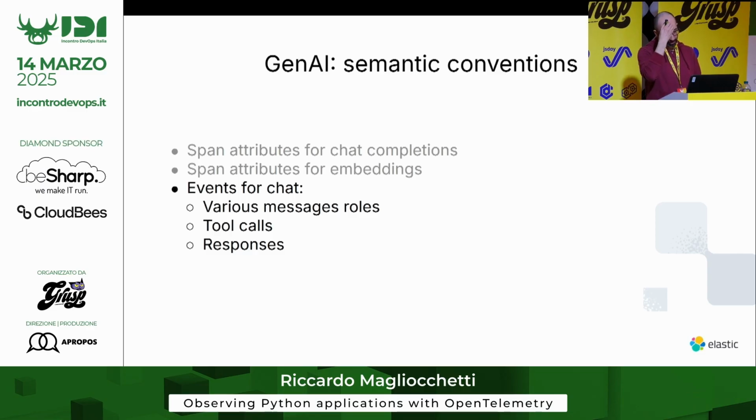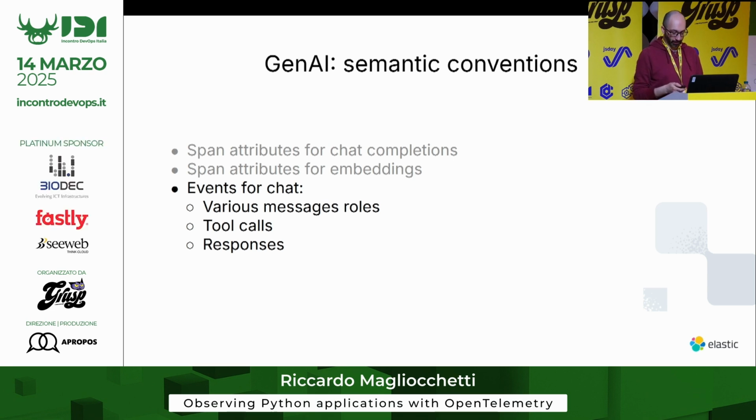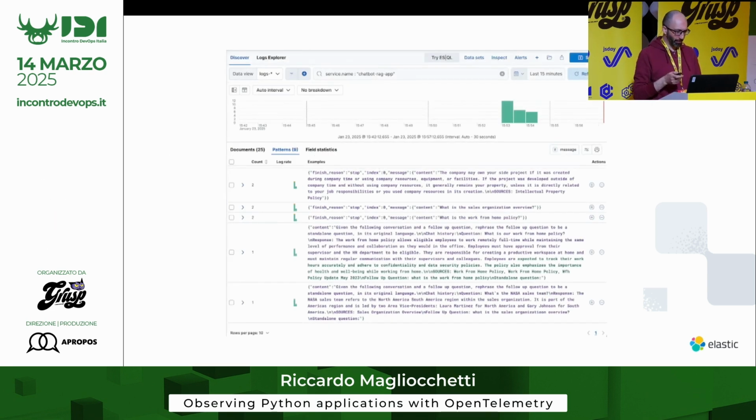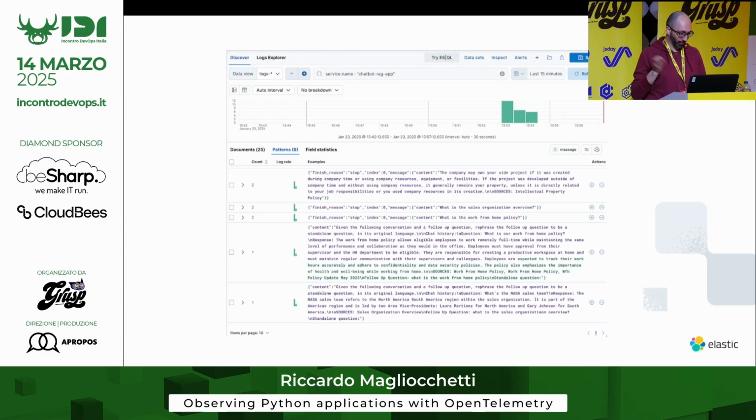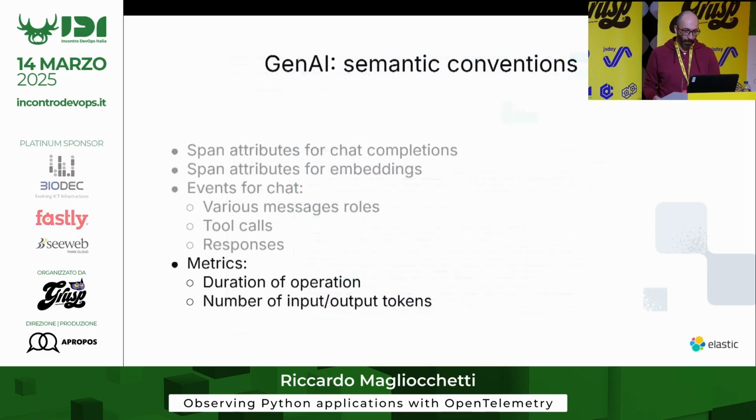And then we also have an event, of course, for the model response, and this is called the choice event. Here is an example, again some choice events from OpenAI. The biggest part of the response is just the content, the actual response.